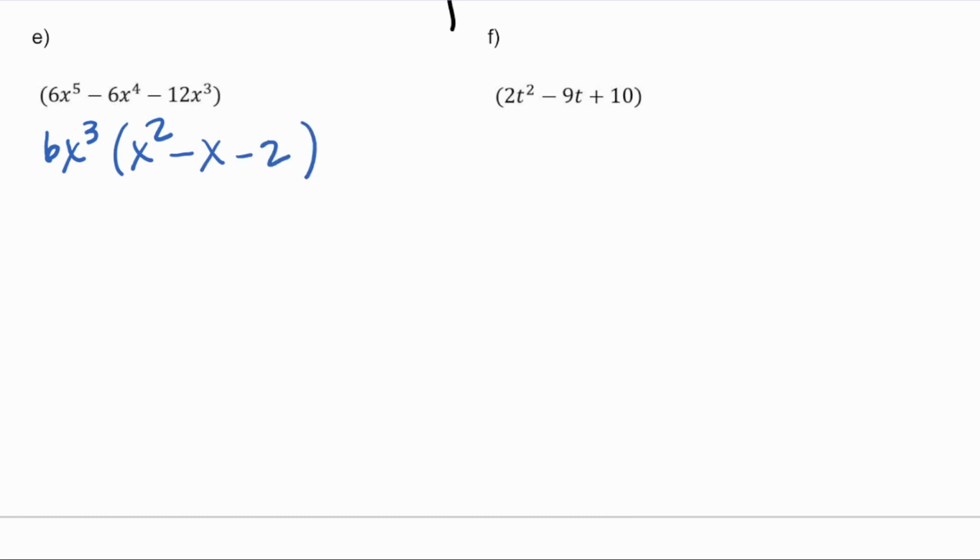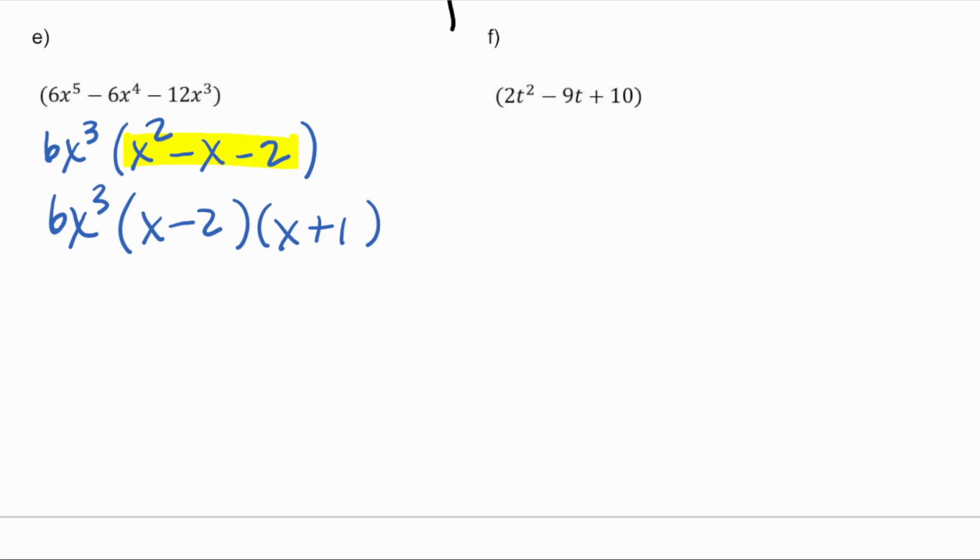And then this quadratic here inside the parentheses that I just highlighted in yellow, that's something I can factor as well. Okay, I can find two numbers that multiply to negative 2 and add to negative 1. That would be negative 2 and positive 1. Now look at it, I see none of my factors can be further factored, and so I know I'm done.